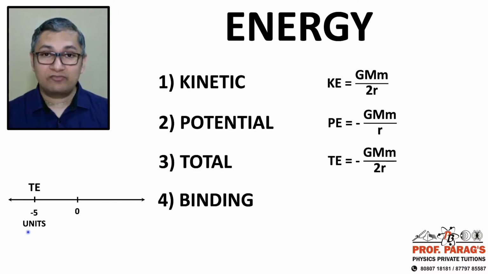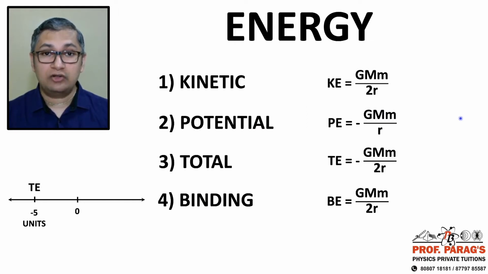So then, as a formula, what would we write for binding energy? Because the total energy is -5 and the binding energy then becomes +5. The minimum that I should give it is +5. So therefore, the formula for binding is simply, just reverse the sign of total. Remove that minus sign. So if total energy was minus GMm by 2R, the binding energy is going to be plus GMm by 2R.